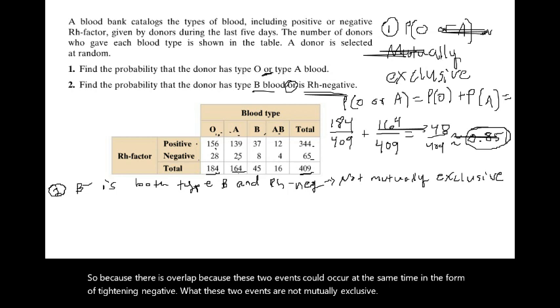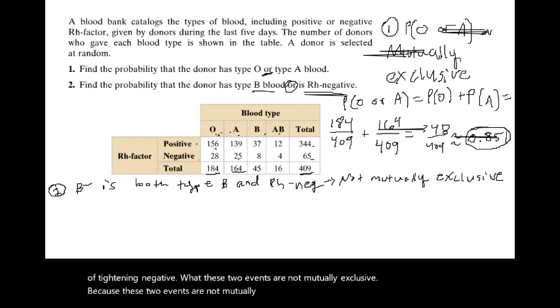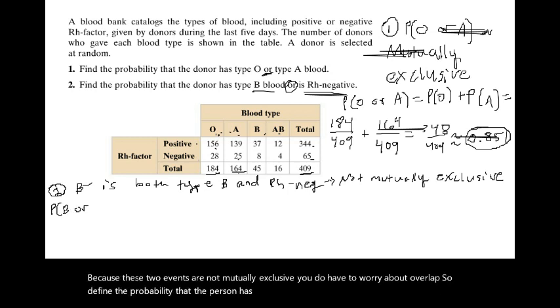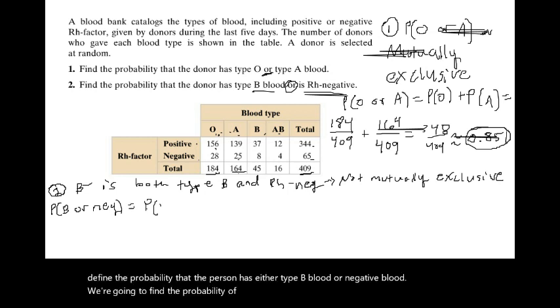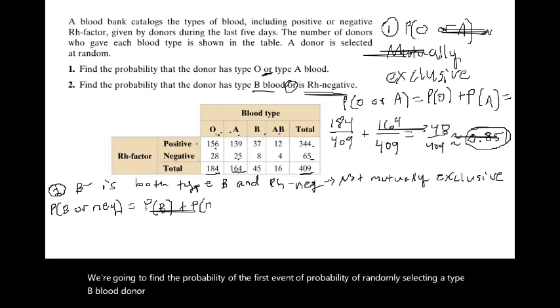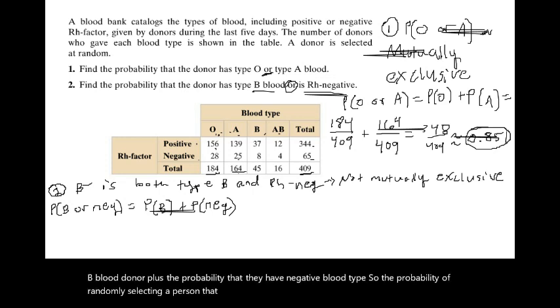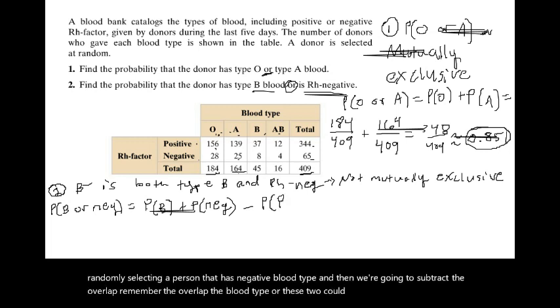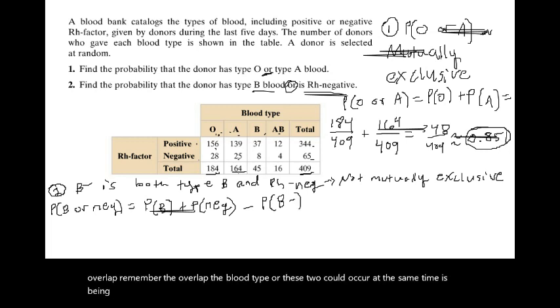Because these two events are not mutually exclusive, you do have to worry about overlap. So to find the probability that the person has either type B blood or negative blood, we're going to find the probability of the first event, randomly selecting a type B blood donor, plus the probability of randomly selecting a person that has negative blood type. And then we're going to subtract the overlap. The overlap, the blood type where these two could occur at the same time, is B negative. So we subtract the probability that the person has B negative blood.